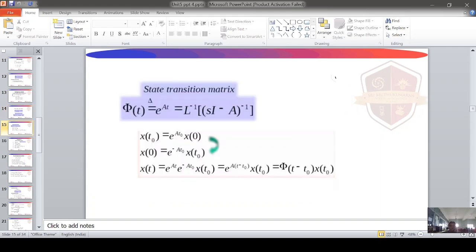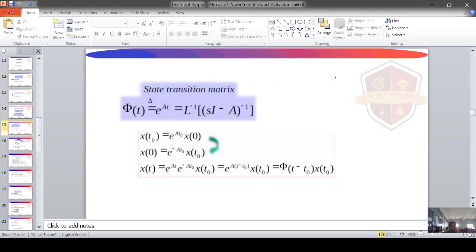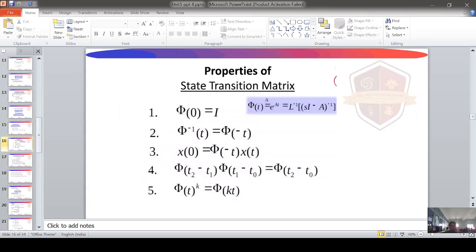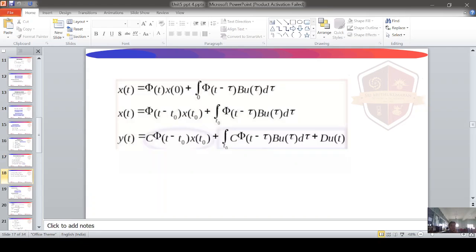So this is the state transition matrix: phi of t is equal to e power At. Properties of the state transition matrix: phi of 0 is equal to I, phi inverse of t is equal to phi of minus t, phi of t1 plus t2 is equal to phi of t1 into phi of t2, and phi of t to the power k is equal to phi of kt. Non-homogeneous solution means d by dt of x(t) is equal to A x(t) plus B u(t), and y is equal to Cx plus Du, the same one. So we have to apply the convolution theorem.